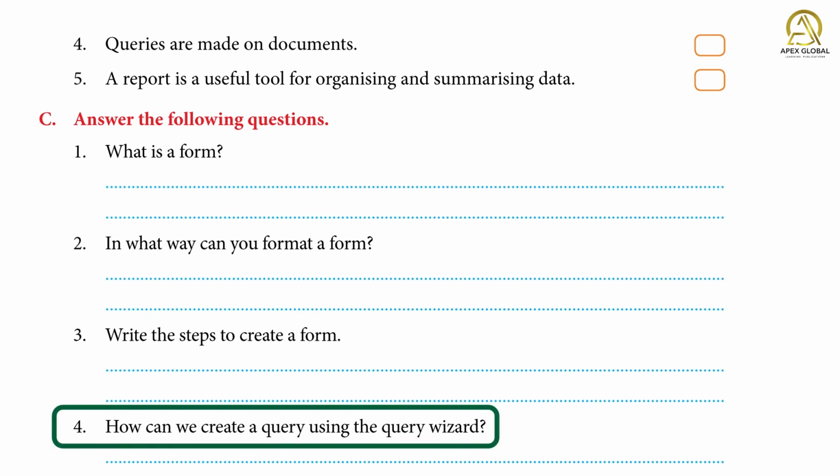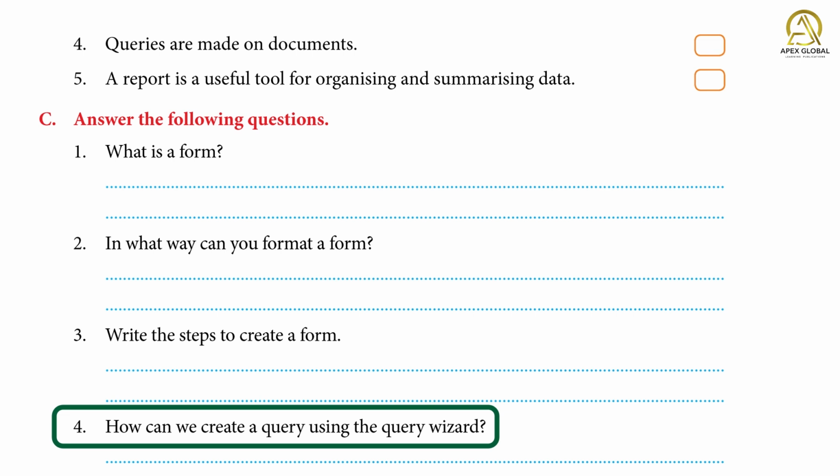4. How can we create a query using the Query Wizard? Answer: creating a query with Query Wizard. 1. Select the Create tab in the Queries group. Click the Query Wizard button. 2. The New Query dialog box appears. By default, the Simple Query Wizard option is chosen. Click OK to continue.